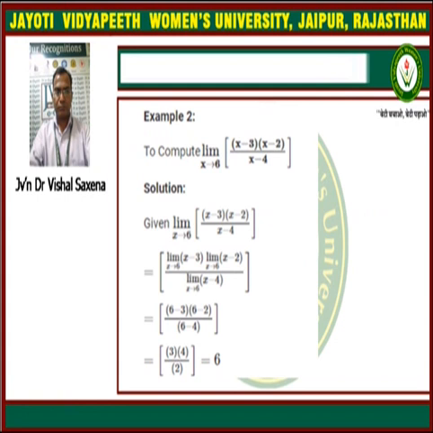Now the next example is the limit as x tends to 6 of (x − 3)(x − 2) upon (x − 4). When we put x equal to 6 in the numerator and denominator, it becomes an existing value. You can see (6 − 3)(6 − 2) upon (6 − 4), which becomes 6. So it will be the answer because it exists, and this will be the limit of the function.